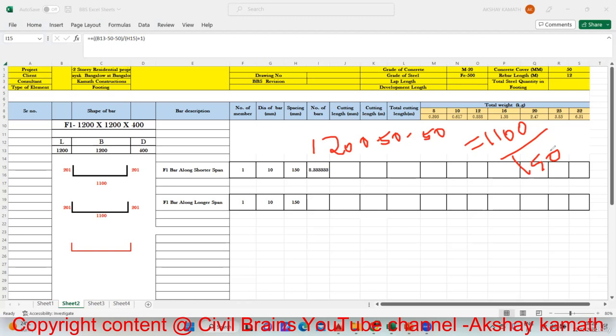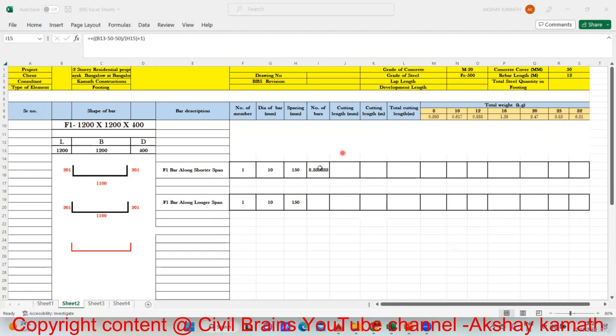1100 divided by 150. So I'm getting 7.33. So 7.33 means we'll take it as 7 only. And for this, we have a formula plus 1, isn't it? Plus 1. So 7 plus 1 should be 8. So here it is showing 8.33 because it is 7.33 plus 1 it has done. So actually it should come in a round figure because we cannot provide 8.33 bar.